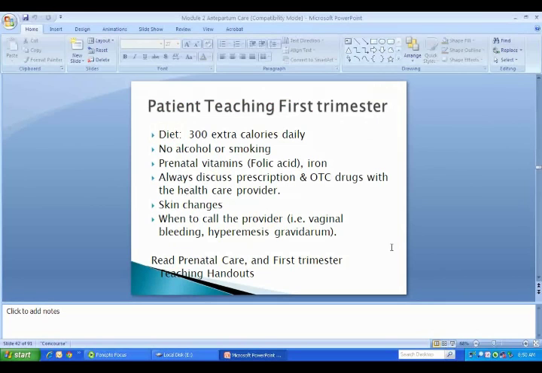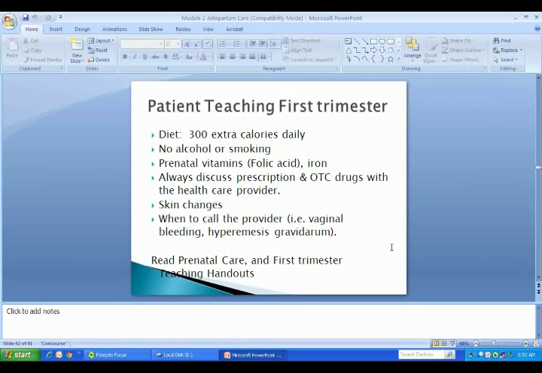Patient teaching in the first trimester. First, we tell them you are not eating for 2. You need just 300 extra calories a day. No alcohol or smoking. Many years ago, they used to say you can have 1 or 2 drinks. You can have a limit on cigarettes, but now there is none because of fetal alcohol syndrome and the effects of smoking on vasoconstriction as far as the uterus is concerned.